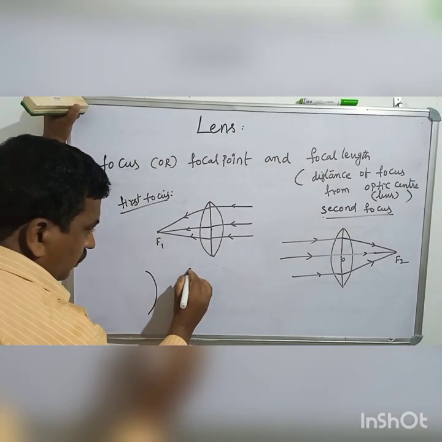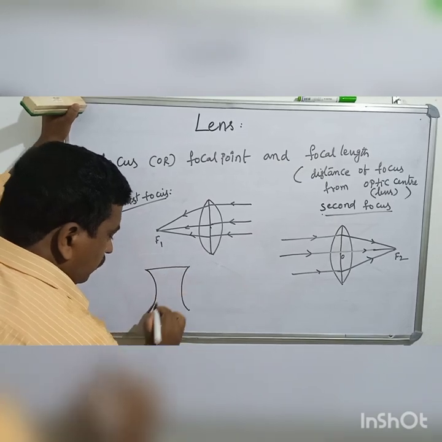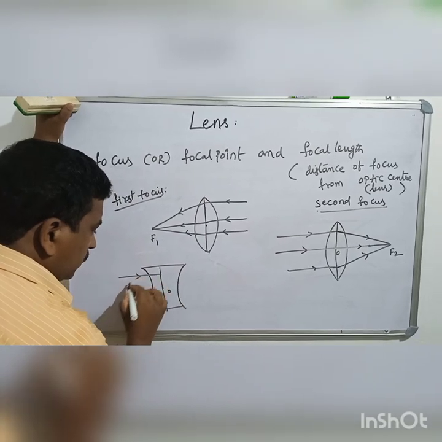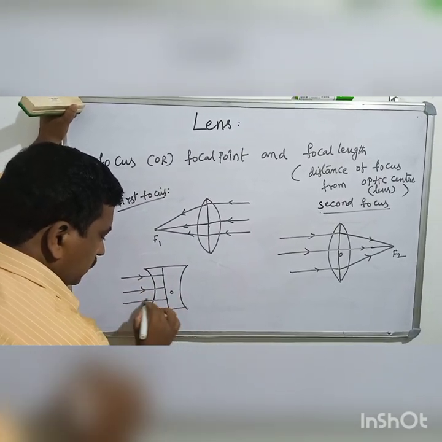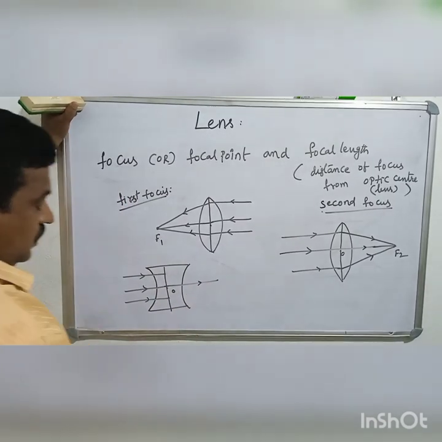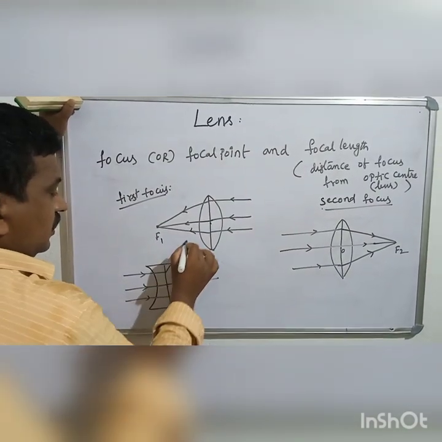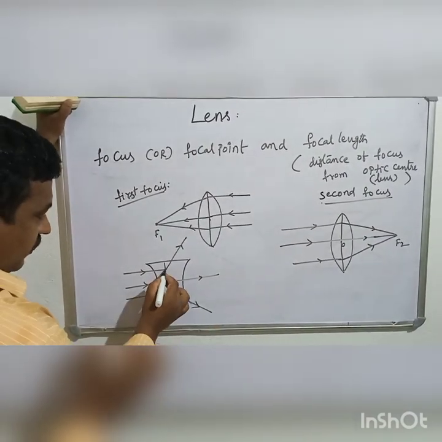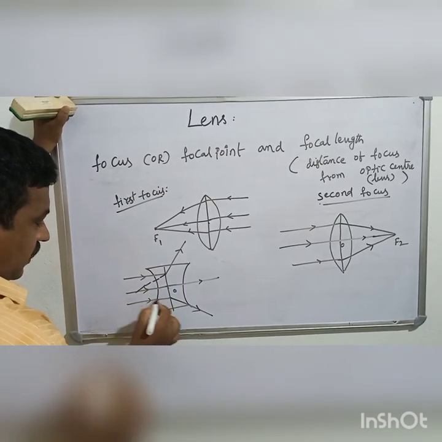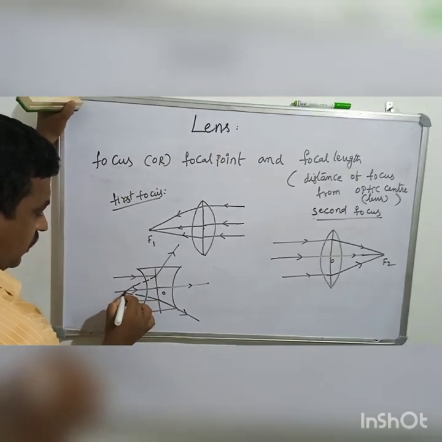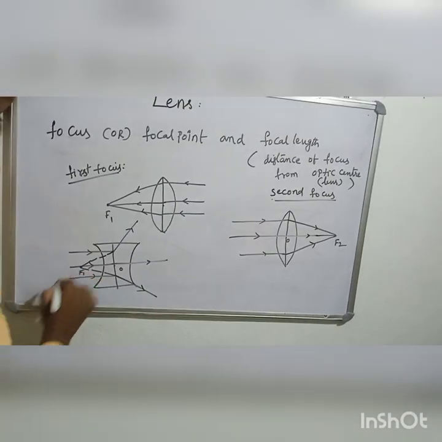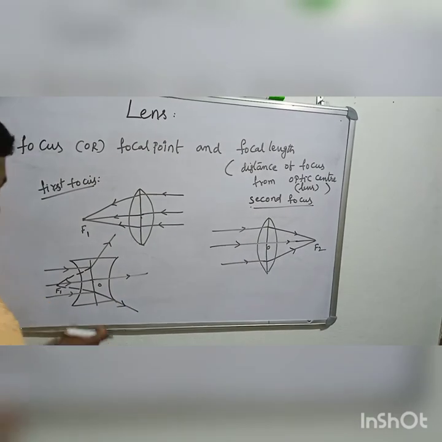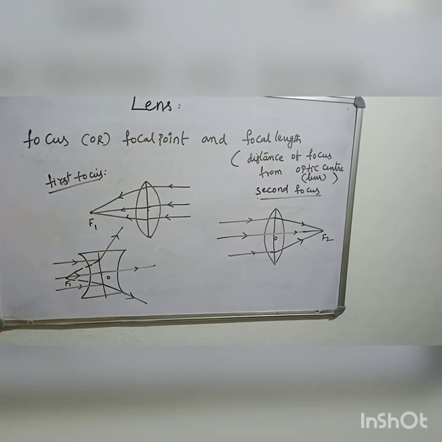Now the biconcave lens. This is the biconcave lens, and this is the optic center. A light ray is parallel to the principal axis. After refraction in a concave lens, the rays diverge. These divergent rays are extended backward to where they meet, and there we can see the image. This is focus F1. After refraction, all the refracted rays appear to meet there. That is called the first focus.